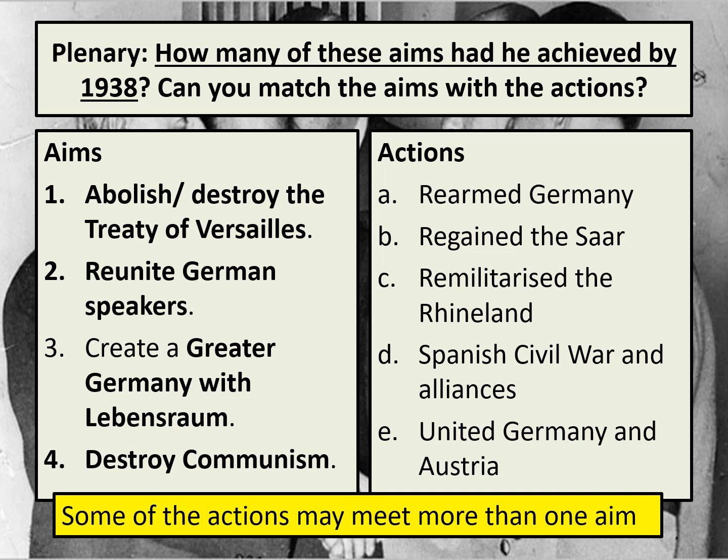So in a moment, you're going to go back to your teacher. You're going to have a look at how many of his aims he had achieved. How much destruction of the Treaty of Versailles had he achieved? How much had he managed to reunite German speakers? How much had he created a greater Germany? How much had he destroyed communism? What I would like you to do is have a think about how these actions that he did match with the aims. For example, rearming of Germany, well, of course, it was helping him to destroy Versailles. Look at these and see if you can match them up. Some of the actions may meet more than one aim. Have a think about it, and then make sure you return to your teacher for the last 5 minutes of the lesson.